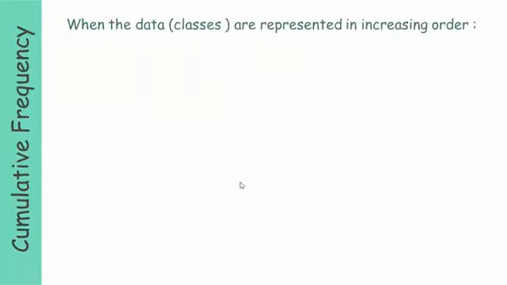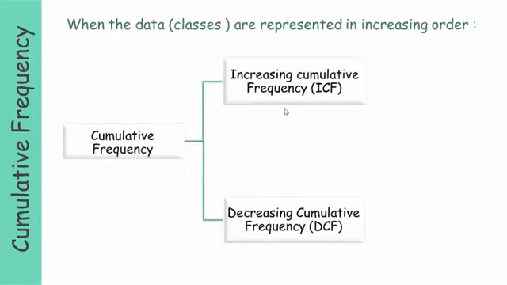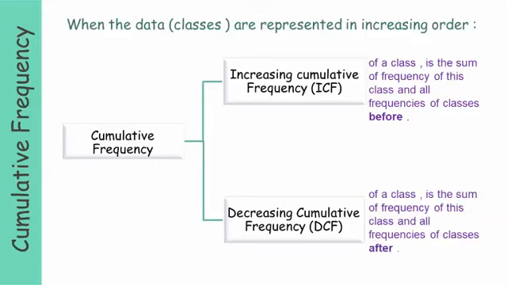Now, to find the cumulative frequency, it's better to represent the data in an increasing order. We have two types of cumulative frequency. The increasing cumulative frequency of a class is the sum of the frequency of this class with the frequencies of all the classes before. The decreasing cumulative frequency of a class is the sum of the frequency of this class with all the frequencies that come after.